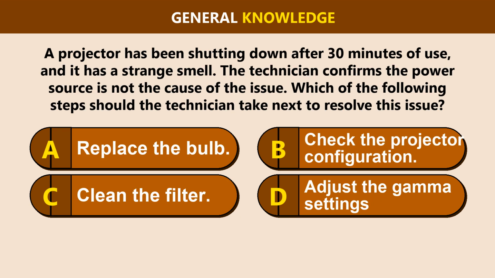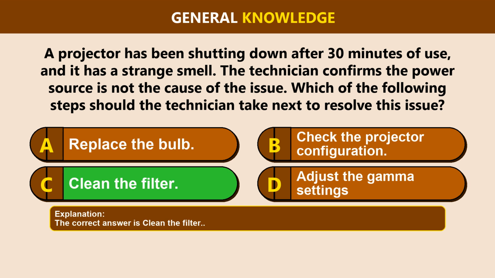Question 54. A projector has been shutting down after 30 minutes of use, and it has a strange smell. The technician confirms the power source is not the cause of the issue. Which of the following steps should the technician take next to resolve this issue? Option A, replace the bulb. Option B, check the projector configuration. Option C, clean the filter. Option D, adjust the gamma settings. The correct answer is option C, clean the filter.